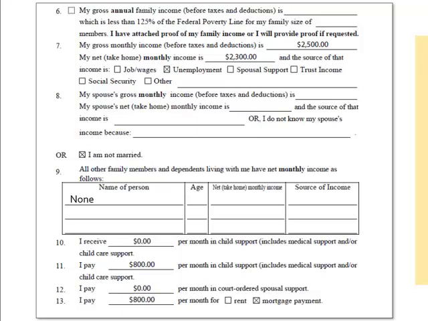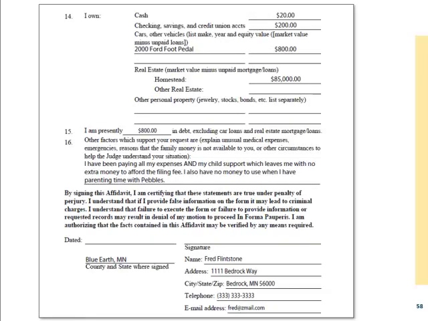For questions 10 through 13, fill in the amount of any child support you receive or pay, the amount of any spousal support you pay, as well as your rent or mortgage payment. List 0 if needed, but do not leave these blank. Question 14 asks about assets you own, including any bank accounts, vehicles, real estate, and other personal property. Question 15 asks about debts, excluding car loans and mortgages. You should list any credit card debts, medical bills, school loans, outstanding utility bills, etc. You can list approximate numbers, but be sure to be as accurate as possible.